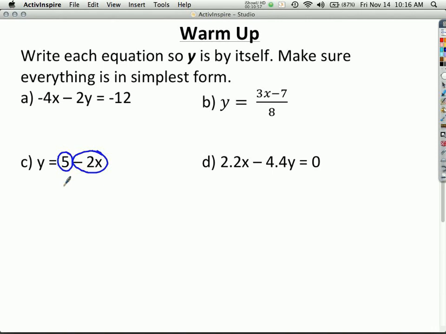Because it's an addition problem. Yes, I know that that's a subtraction symbol, but really it means negative 2x, and so you can switch it around. And so we end up with y equals negative 2x plus 5. You keep the sign with what it goes with. So that was easy. Any comments, questions on part C?